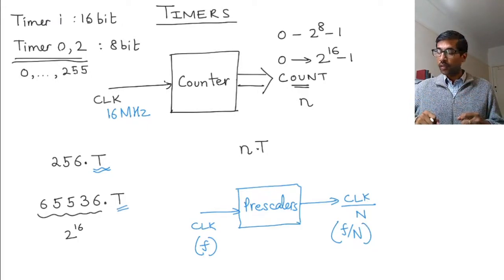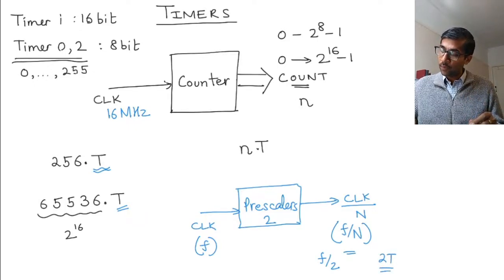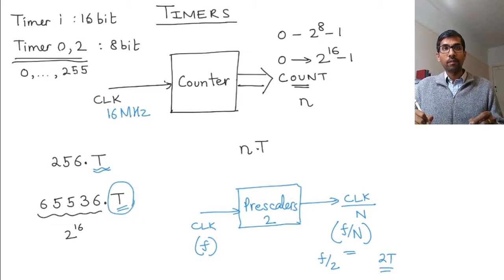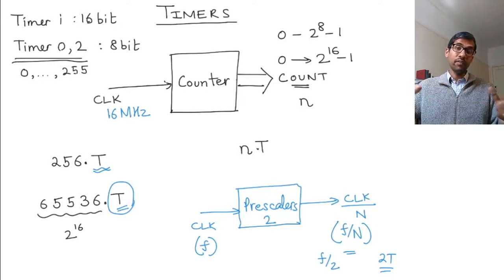Okay, so if you have a prescaler which divides the frequency by 2, we call it a prescaler of 2, and the frequency that you get here would be f by 2, or the time would increase by twice. And that is one way in which you can change the time. So can you see there are two things that are going on simultaneously which we can use to count times in our timers.